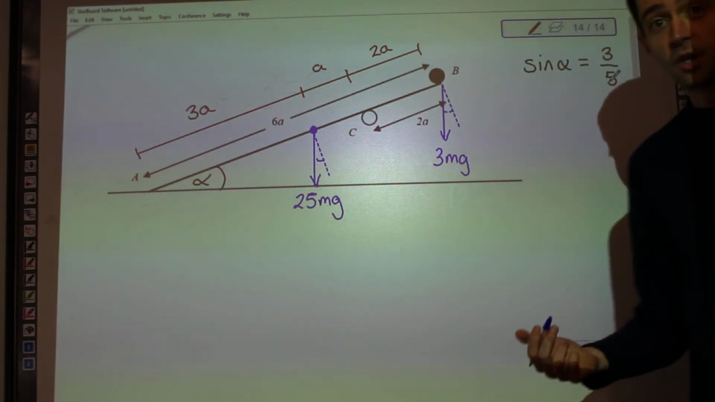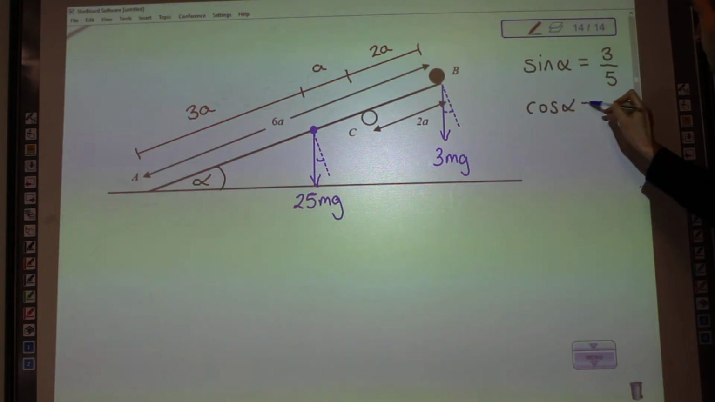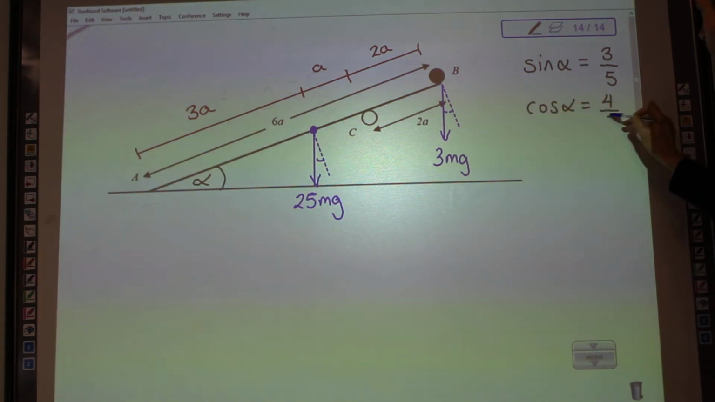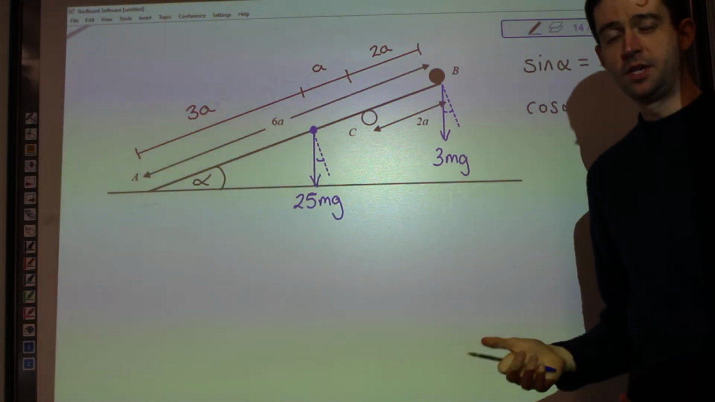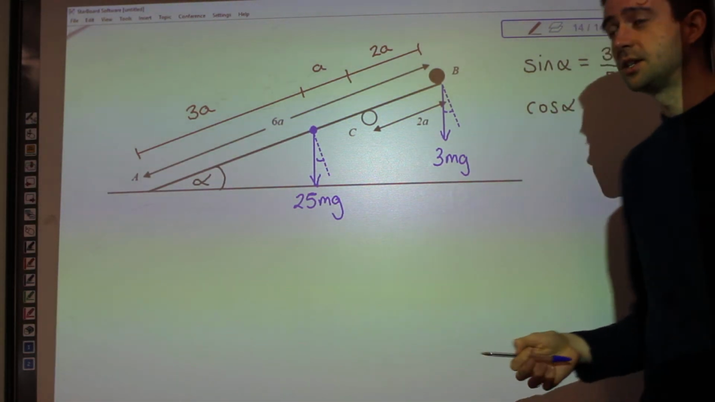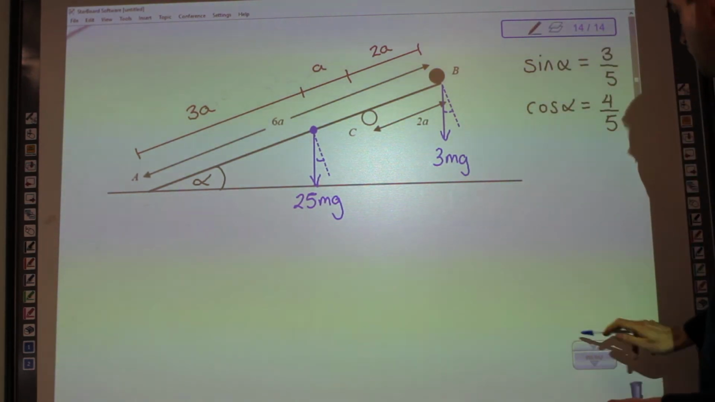Now I know that if sine alpha is 3/5, cos alpha is going to be 4/5. If you're not sure where that comes from, watch the video on connected particles and inclined planes. I explain how to get that. Okay. Right, other forces acting on the system.